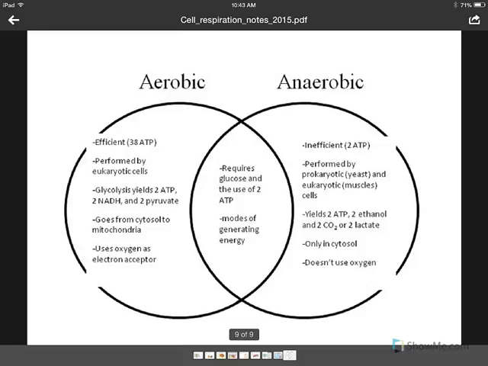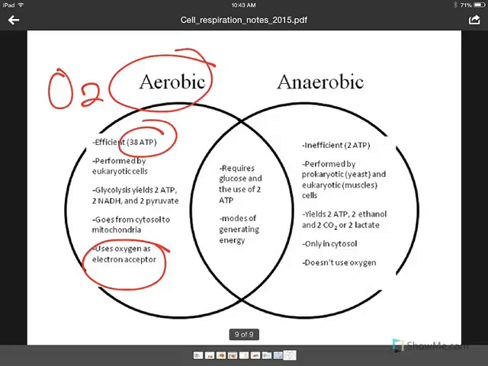We know that aerobic respiration, major thing, uses oxygen. In the presence of oxygen, you get lots of ATP. Because we have mitochondria, eukaryotic cells can do it. So it occurs in both the cytosol or cytoplasm and the mitochondria.